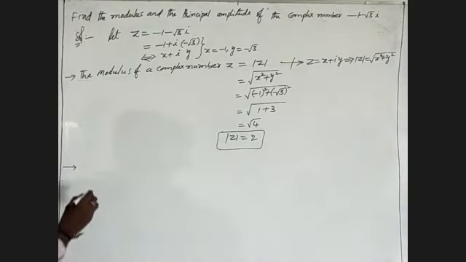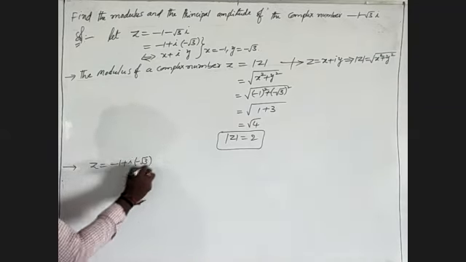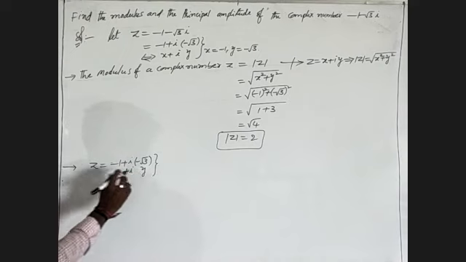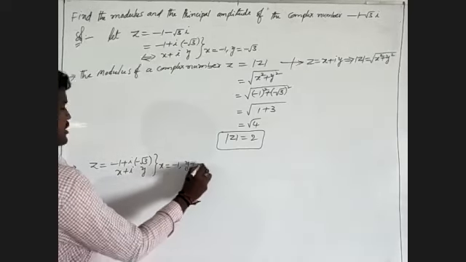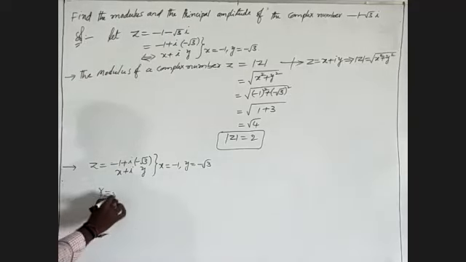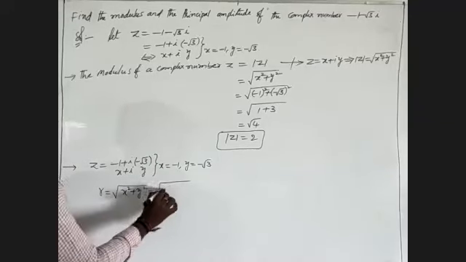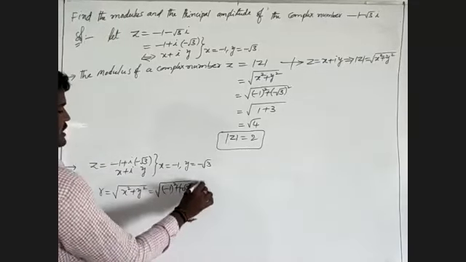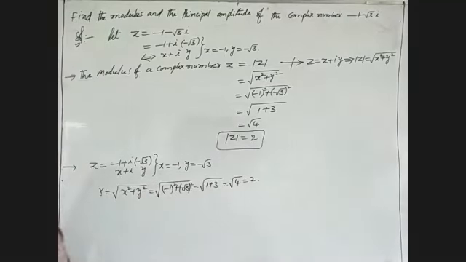That means z is equal to minus 1 plus i into minus root 3, which is also x plus iy. We know the values of x and y, where x is minus 1 and y is minus root 3. We have to find the value of r, where r is root of x square plus y square, that is root of minus 1 whole square plus minus root 3 whole square, which is 1 plus 3, root 4, equal to 2.